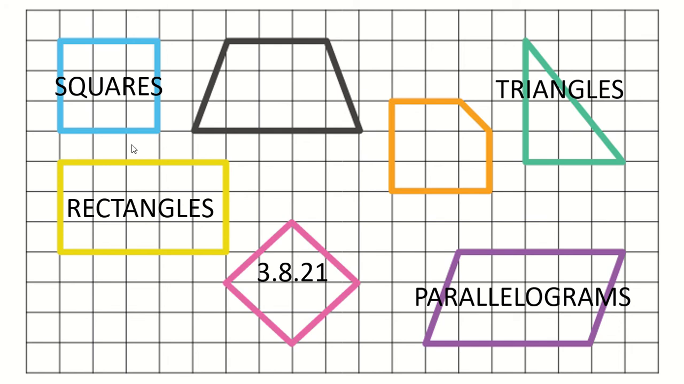Today, as you can see, with all these shapes on the screen, we are talking about a few more shapes: squares, rectangles, parallelograms, and triangles to be more specific. And we're talking about area, perimeter, and everything to do with these shapes. So I hope you have your notes printed and you're following along. Let's get started.